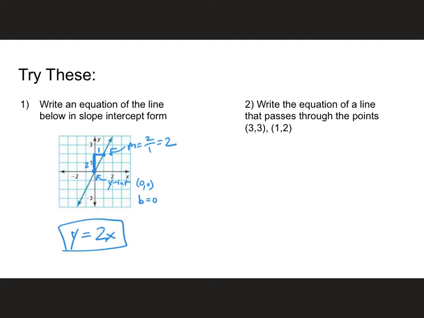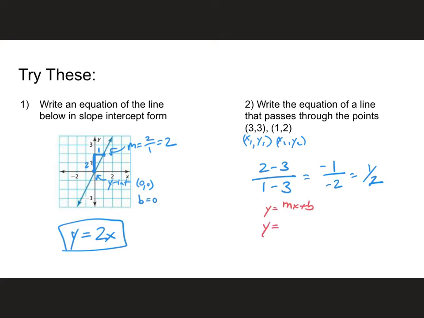For problem number 2, again, there's x1, y1, x2, y2, and we can plug in the equation. So I got 2 minus 3 over 1 minus 3, which gives me, let's see, that's negative 1 over negative 2, which simplifies down to 1/2. Now I'm going to plug this into the equation, y equals mx plus b. And I'm going to plug in what I know. So the slope is 1/2, x plus b.